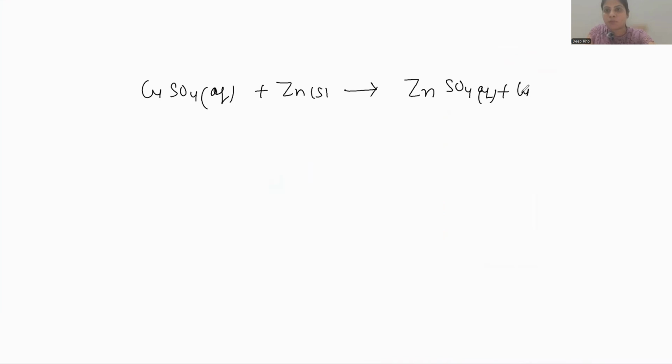Let's write copper sulfate reacting with zinc. Zinc, being more reactive than copper, will displace copper from its solution to form zinc sulfate along with the copper. Like magnesium, being more reactive, will displace copper from its solution. Yes or no? Yes. To form magnesium sulfate along with the copper.